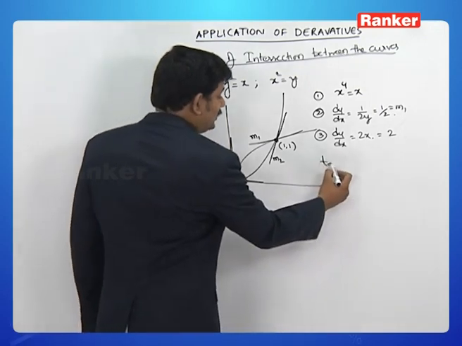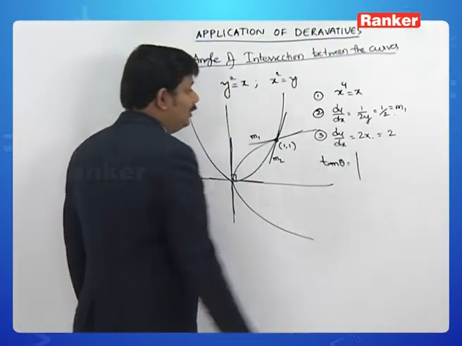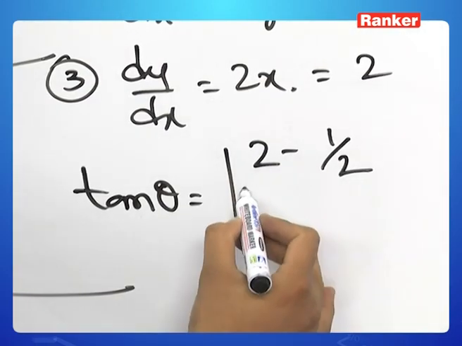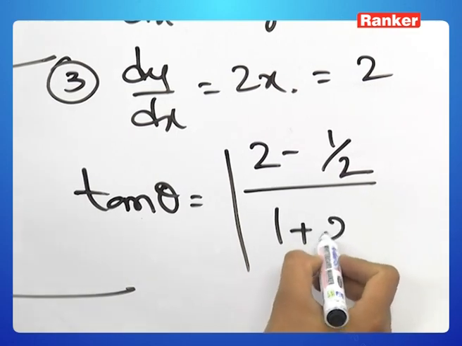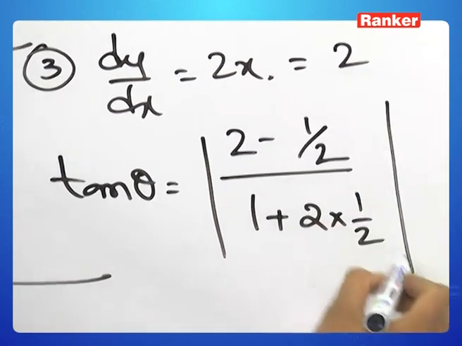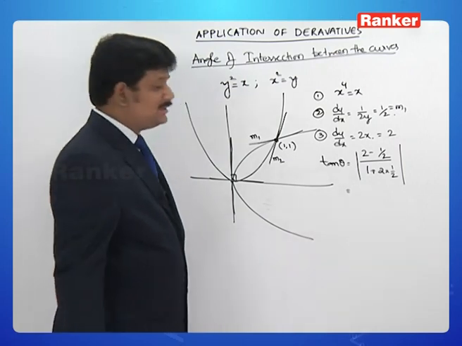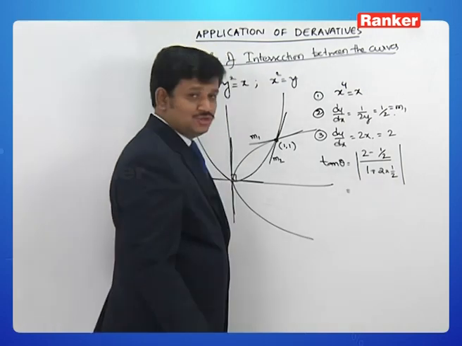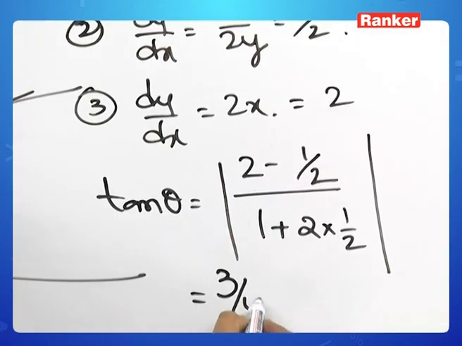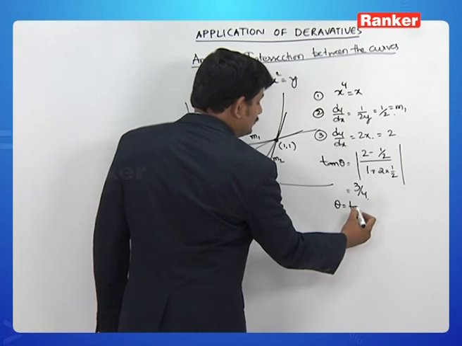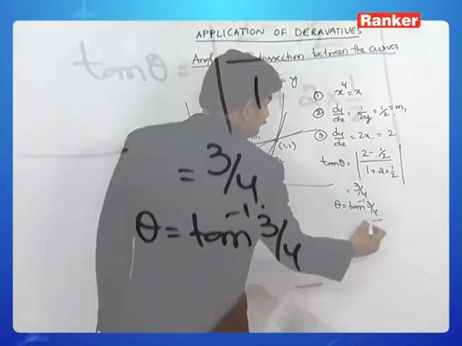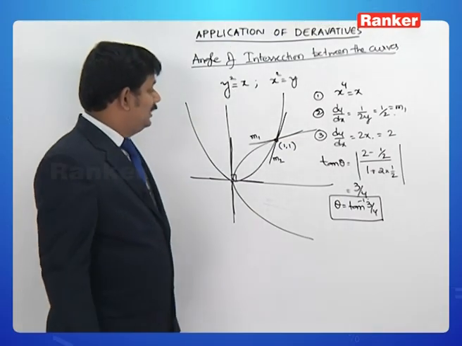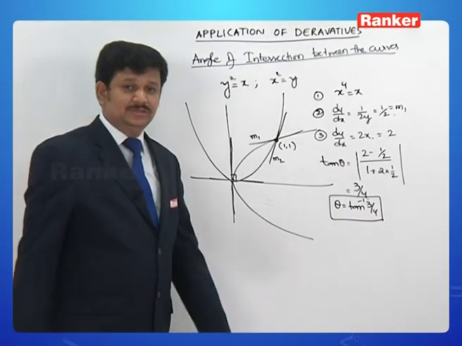So, the angle between the curves, tan theta, is given by modulus of m2 minus m1, 2 minus half, divided by 1 plus m1 m2, 2 into half. 2 minus half is 3 by 2, divided by 1 plus 1, which is 2, so this is 3 by 4. So, the angle of intersection theta is equal to tan inverse 3 by 4. This is how we find the angle between two curves at the point of intersection.